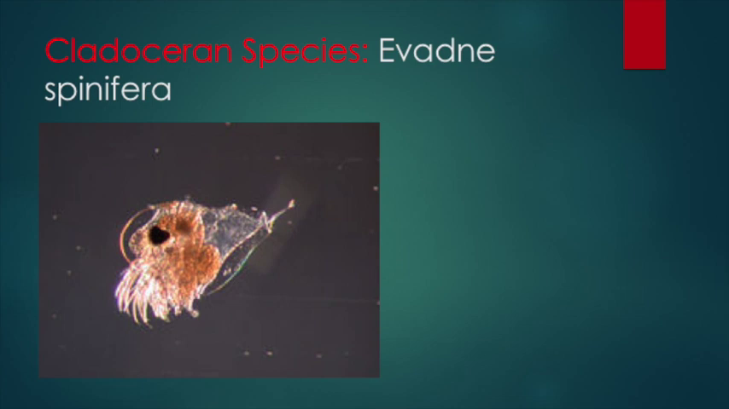Our second example of the cladoceran species is a species called Evadne spinifera. And as you saw in the last example, you can really see the prominent compound eye in the middle. Also, the very large carapace that covers the whole thorax area. And this species prefers warm waters and can also range from many other colors. It could be gray, it could be opaque, or it could be yellow.